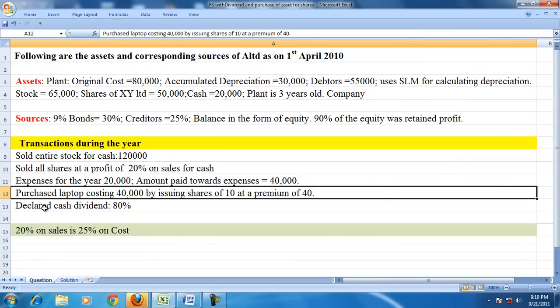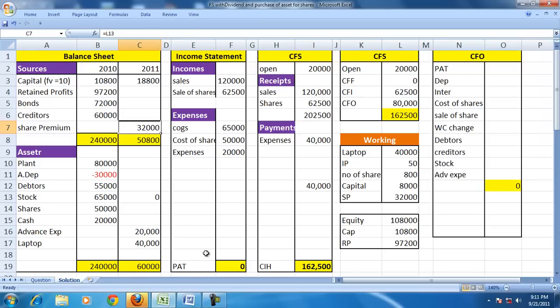So declare dividend 80%, but before we declare dividend, let us find out the profit. To find profit, we have some other items to be recorded, and depreciation, as we have given SLM, therefore accumulated depreciation becomes 40,000. The asset continues at the original cost, because you have not sold or purchased any other asset. So depreciation is not a cash flow.